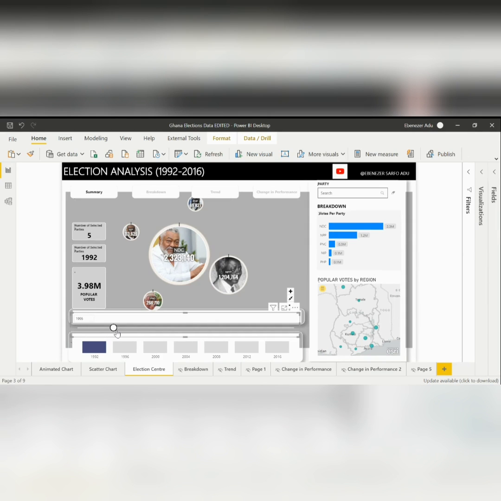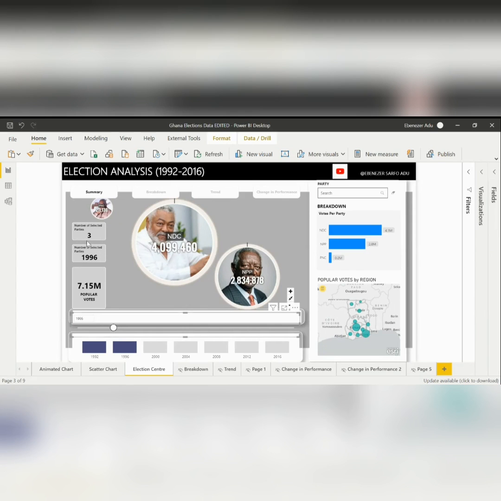Let's move to 96. The dynamics change. 3 parties contested in 96, with a total of 7.15 million votes. That's a huge jump from the 3.9 something million that we saw. You'd want to find out why this increased. It would be interesting. But what is more interesting is to see that the regional dynamics also change. So Eastern voted a lot, Ashanti voted a lot, Central, Eastern, Greater Accra too, rather big. So these 2 regions, Greater Accra and Ashanti. So NDC again led, NPP following, and PNC, between 3 parties.